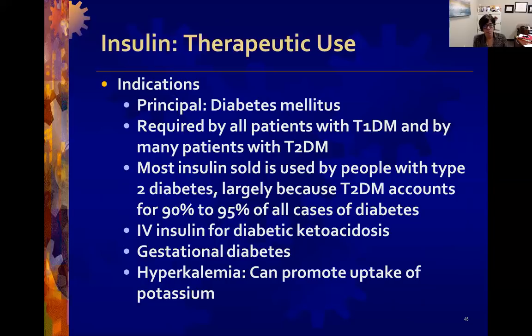Again, insulin's primarily for diabetes, required by all patients with type 1 and many patients with type 2. Most insulin is sold to type 2s because there are more type 2 diabetics than there are type 1. We want to give IV insulin if someone comes in with diabetic ketoacidosis, which I'll talk about. It's also used for gestational diabetes in pregnancy.